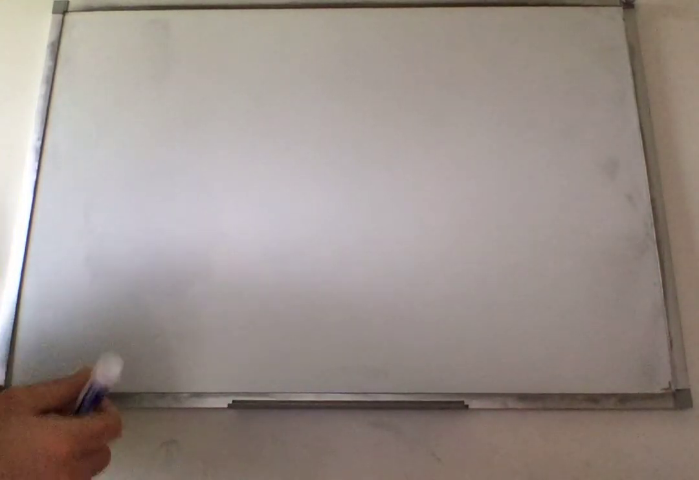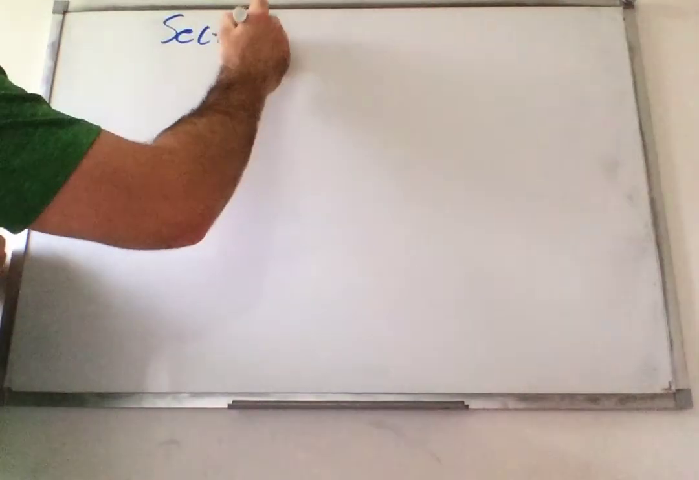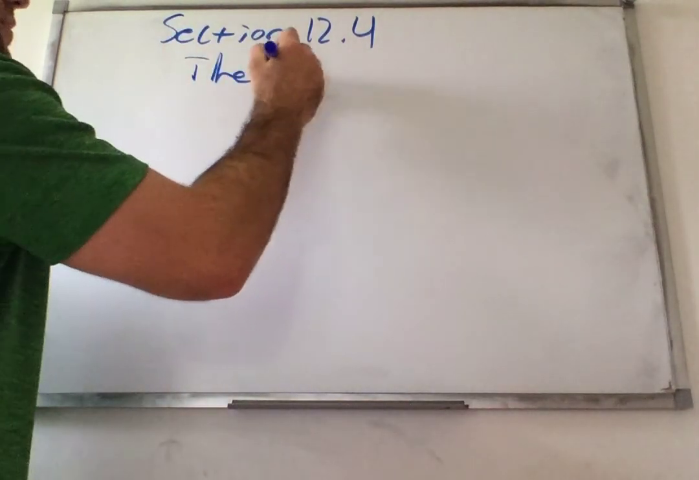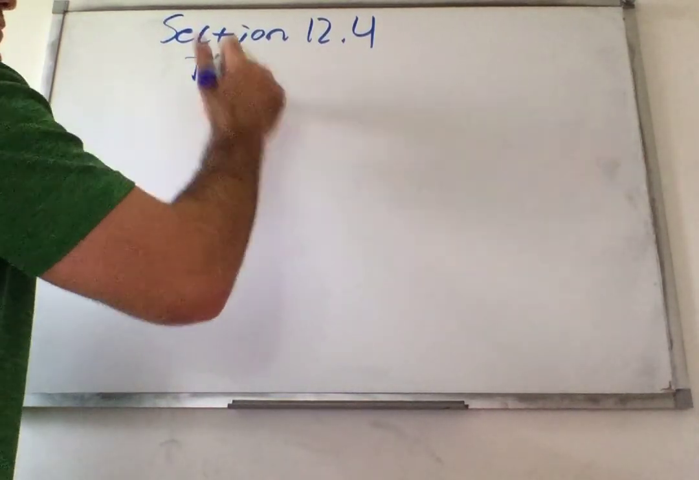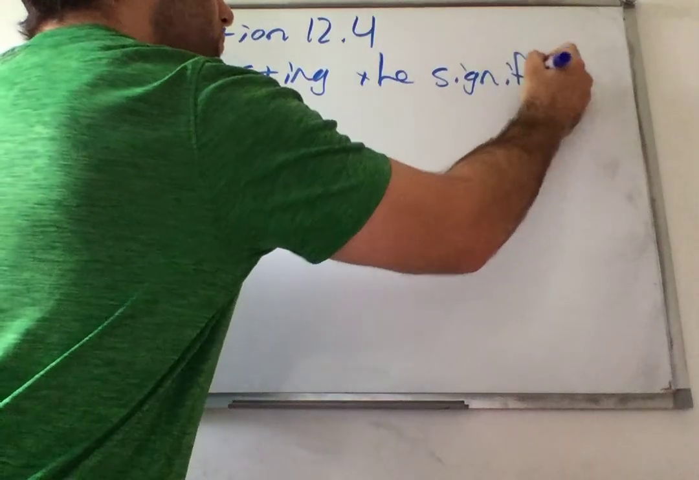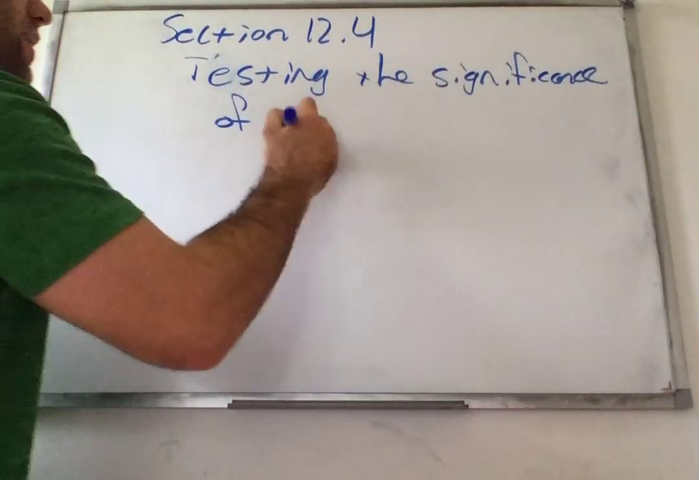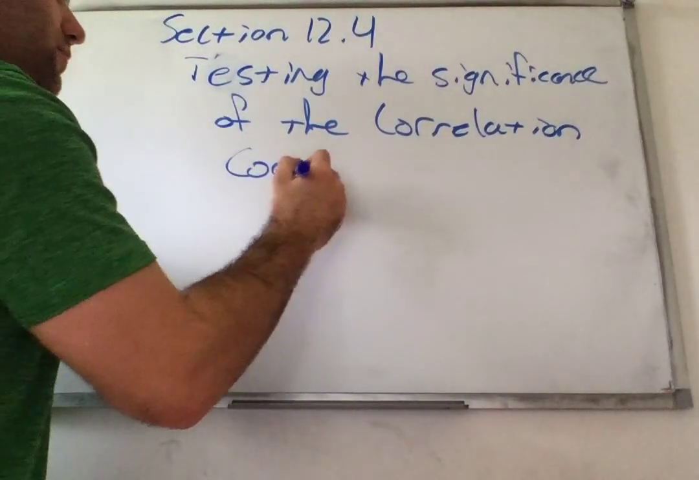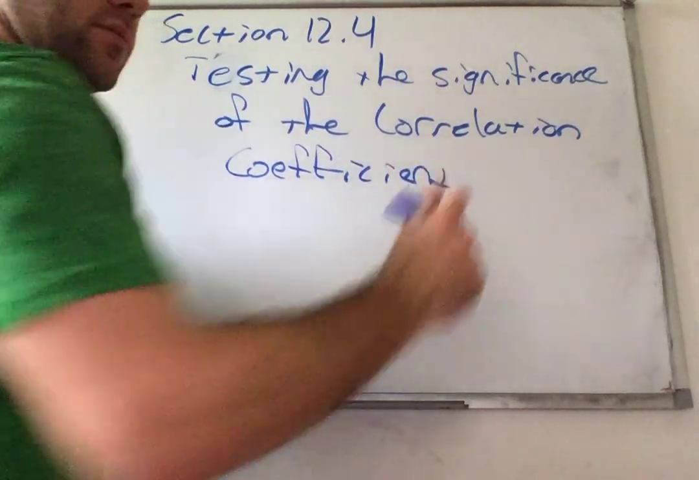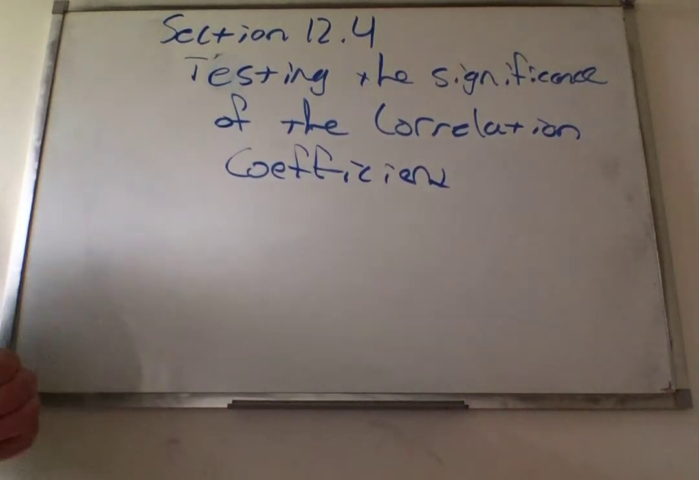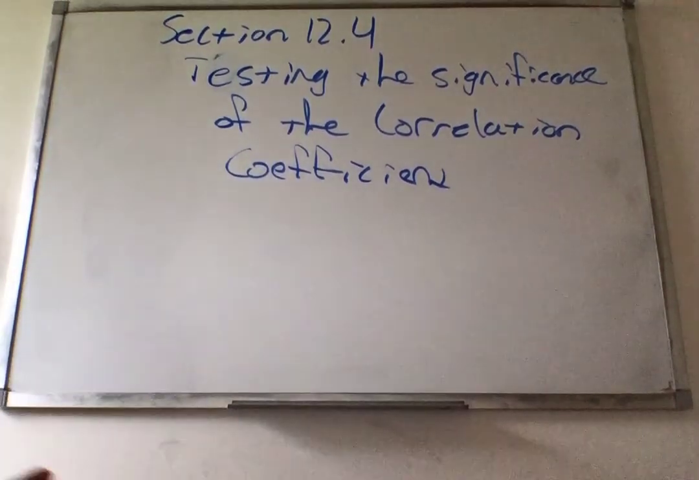Alright, so this is section 12.4, and it's testing the significance of the correlation coefficient. So these have all the same elements of a hypothesis test that we had from Chapter 9.